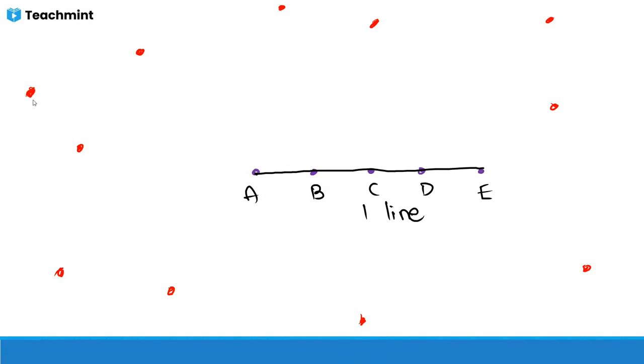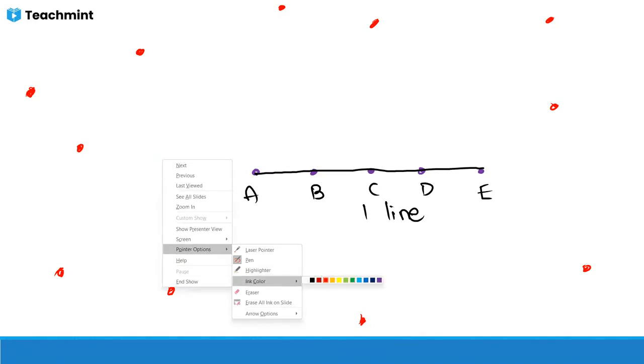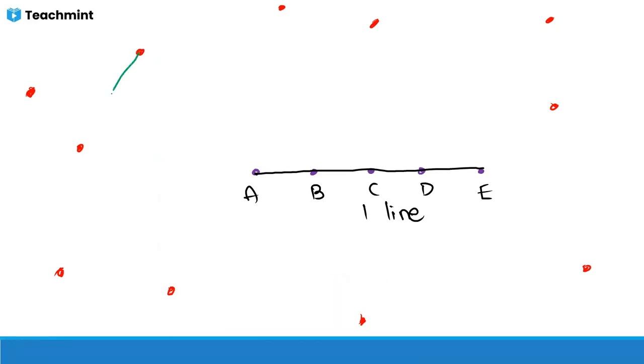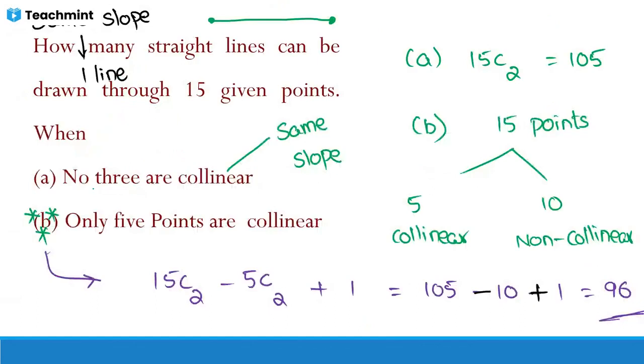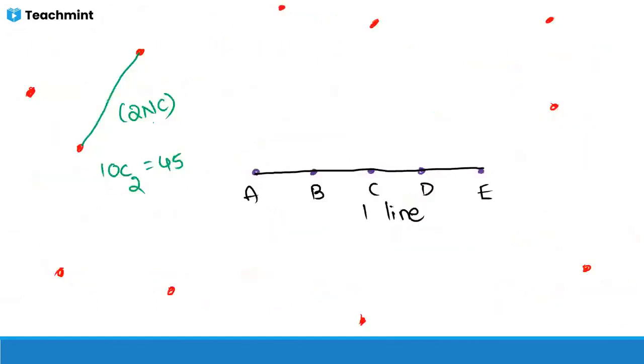Okay. Now, see, for a straight line, I can join two non-collinear points. I have 10 non-collinear points, and I can select 2 out of them, which gives 45. Listen, I'm trying to explain in detail how we got that 96. Here it is 10C2. I can take any two non-collinear points, join them, and a straight line is formed.